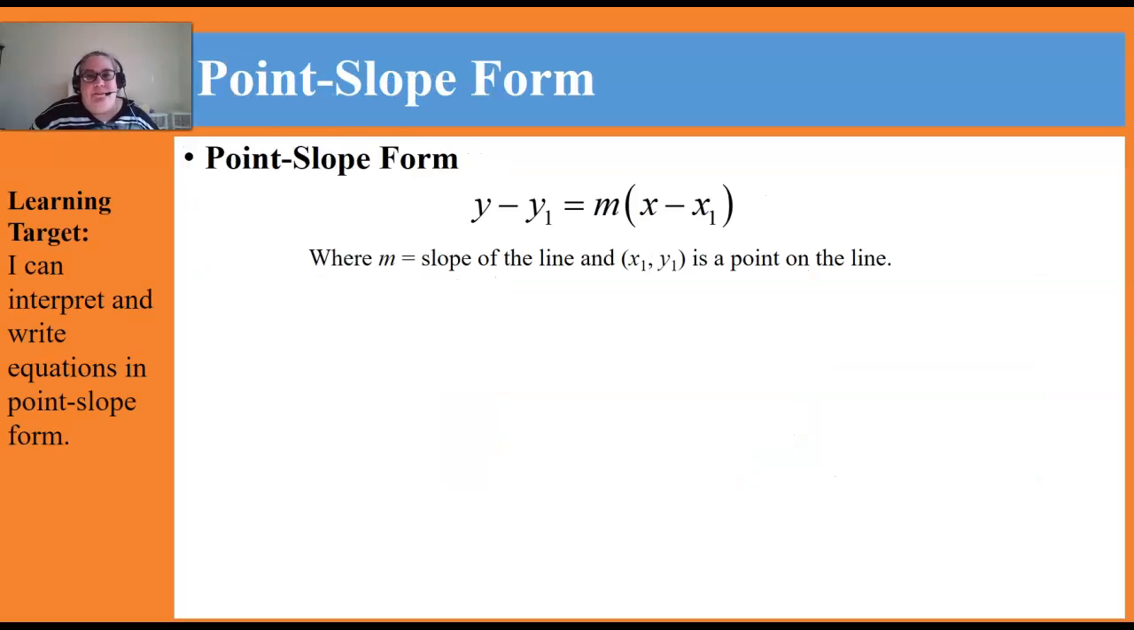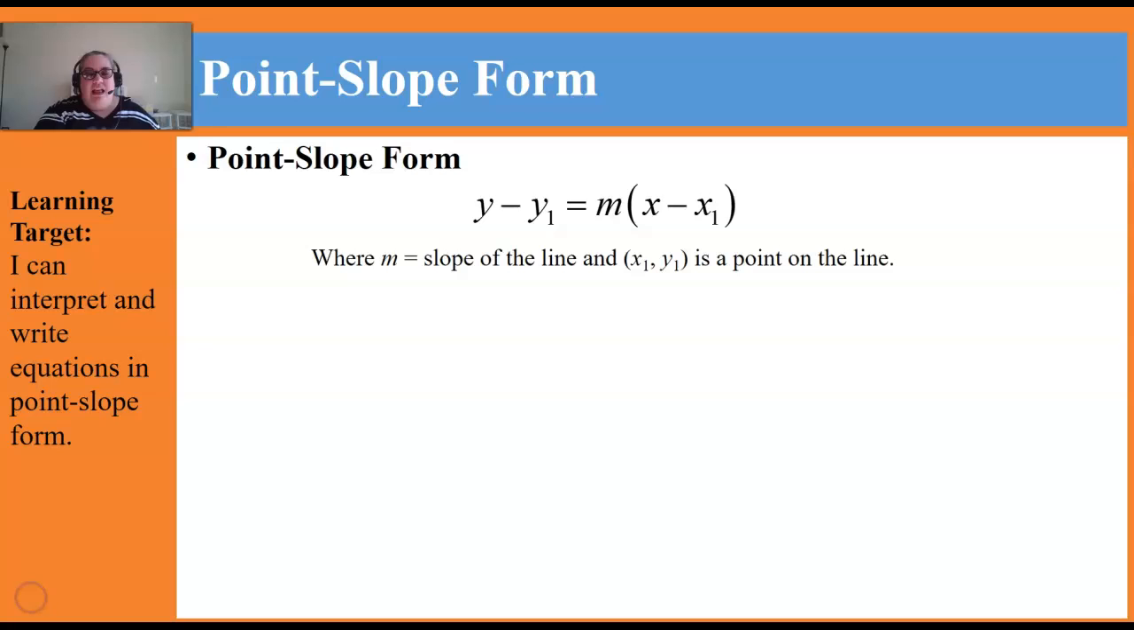Point slope form is y minus y1 equals m times x minus x1, where m is the slope of the line and x1, y1 is a point on the line. Let's take a look at some examples.